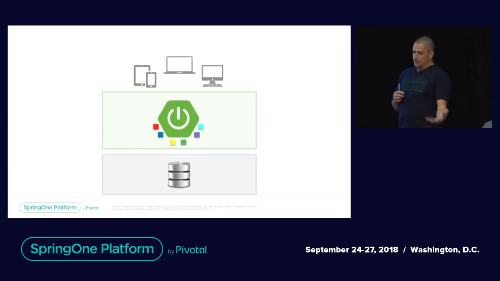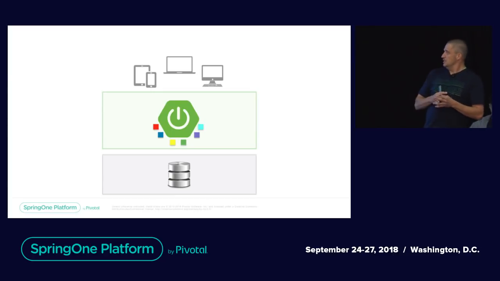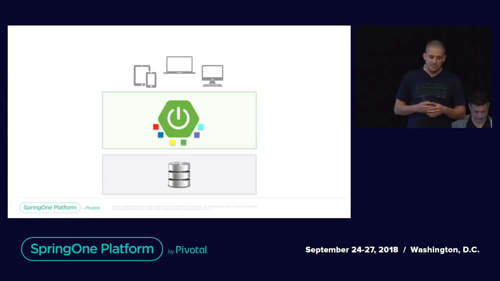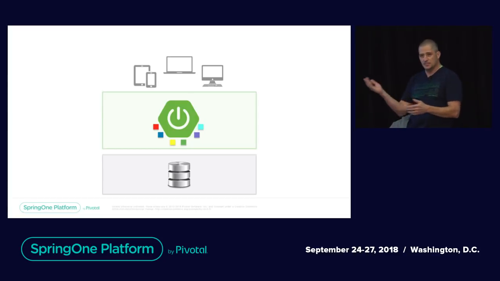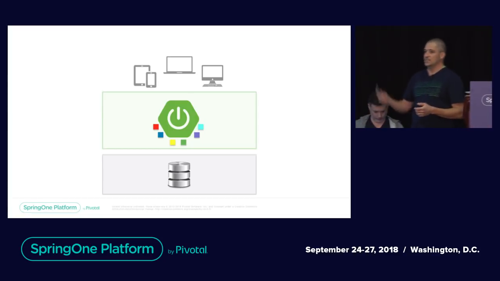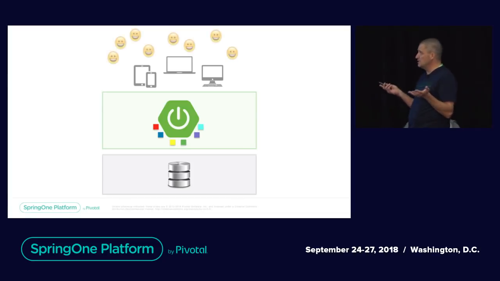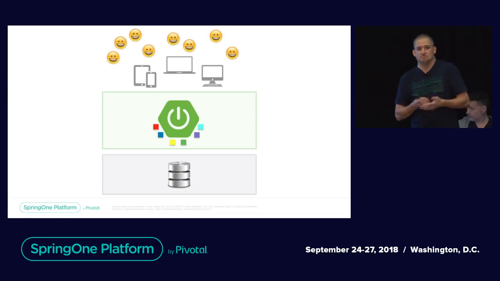So if we look inside this application, we have something that looks a little bit like this. We have our client tier. We have our services tier that contains all of our business logic. This is nothing new to anybody here, I'm sure. And we have our data source. And we get some users, and everything's running fine. No problems.